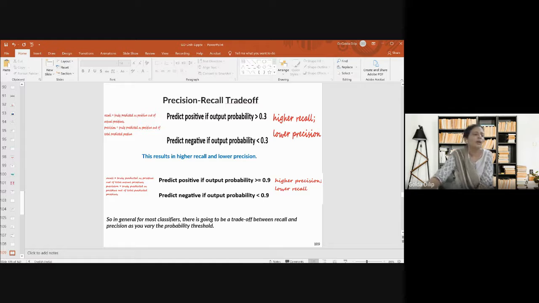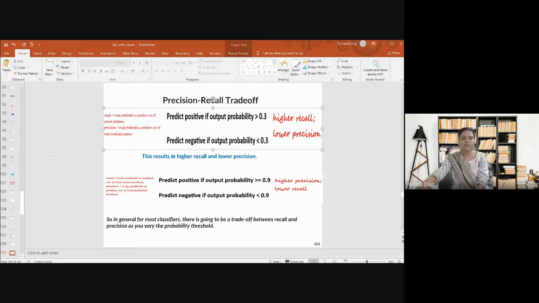Why? Because we cannot take the risk of labeling the passengers as negative, even with a small doubt of having COVID. So we are strategizing in such a way that if your output probability is greater than 0.3, we will label them as COVID positive, or negative if it is less than 0.3. This results in higher recall and lower precision.